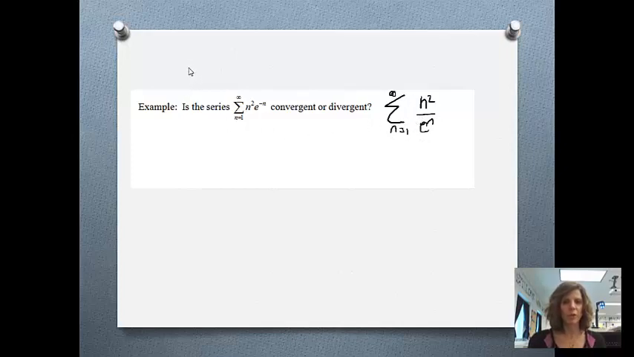So what we're going to be doing, a sub n, please remember, is n squared over e to the n. So a sub n plus 1 is just going to be, we're going to add 1 to each n. So this is going to be n plus 1 squared over e to the n plus 1. That's all there is to it.